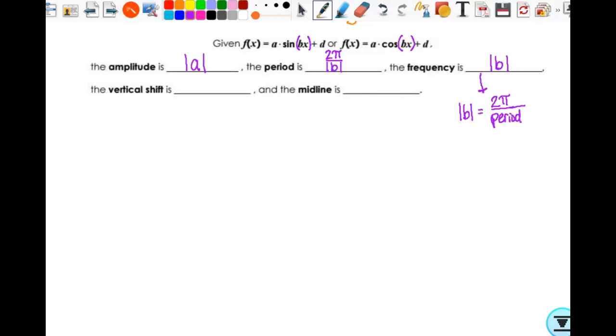Vertical shift is still your D, and then the midline, y equals D because it is a line. No sympathy for you if you're asked for the midline and you just give a number. It's a line. It has to be written as like an equation. Okay? We all get on all that?